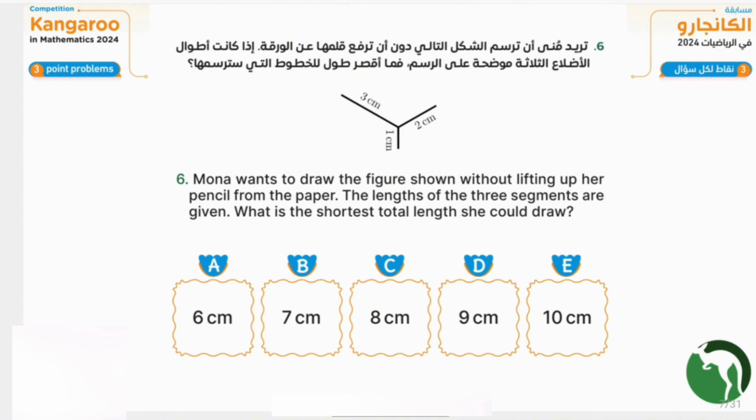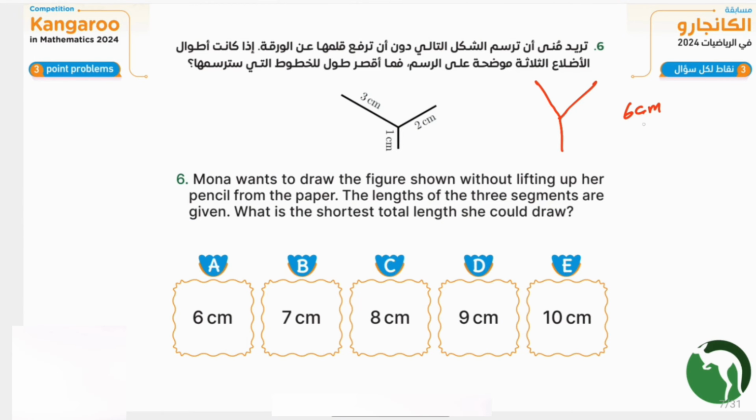Now in question number 6, Mona wants to draw the figure shown without lifting up her pencil from the paper. The lengths of the 3 segments are given. What is the shortest total length she could draw? Now at first, if we don't have a condition, the shortest distance we can draw is 3 from here and 2 from here and then 1 from here. So 3 plus 2 plus 1 is equal to 6.